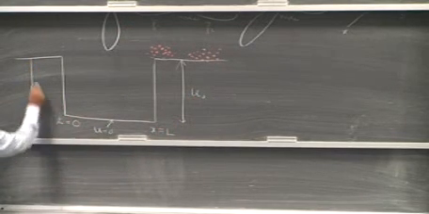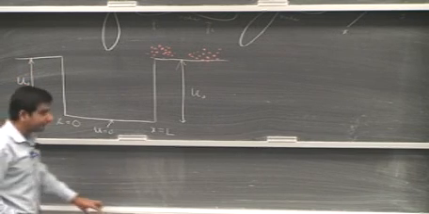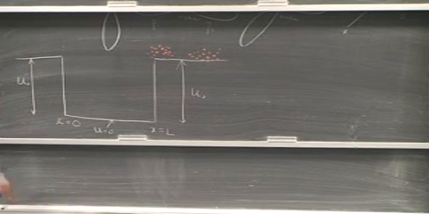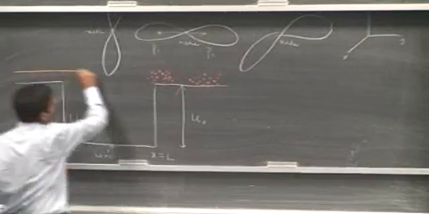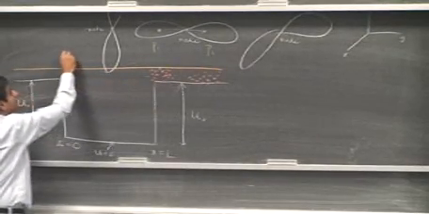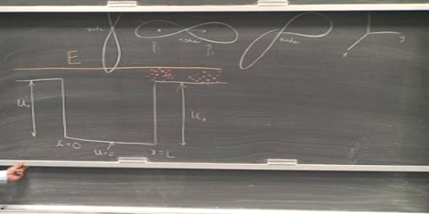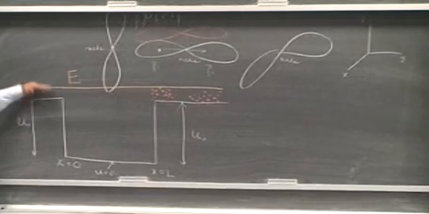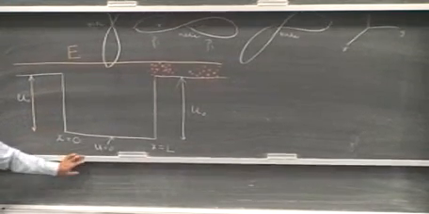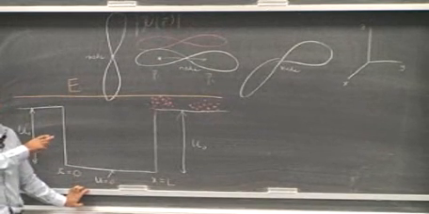The first case. Suppose an electron has an energy which lies here, and it's E. This is the energy of the electron. So it's above the barrier. Classically, what do we expect? First question, is the electron bound?